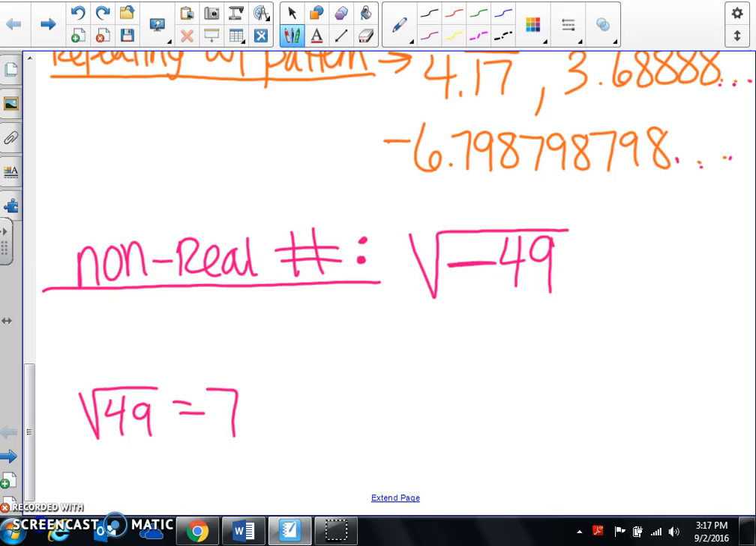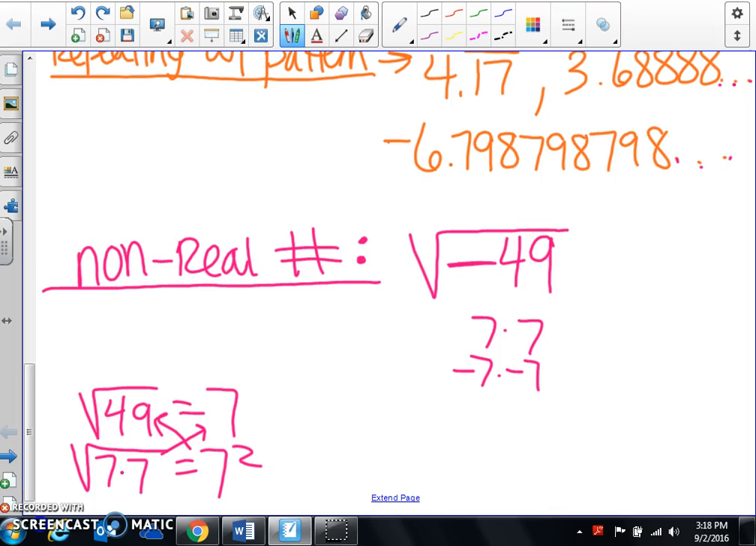The reason that the square root of 49 is 7 is because 7 times 7 is 49, right? So the square root of 49 is 7, aka 7 squared is 49. It all goes back together. Over here, you cannot pick, like let's say I did 7 times 7. Well, 7 times 7 is a positive 49. That's not negative 49. If I did negative 7 times negative 7, well, negative 7 times negative 7 is positive 49. So I can't do that. I would have to have this, which those are not the same numbers. So you cannot have a negative inside the square root.